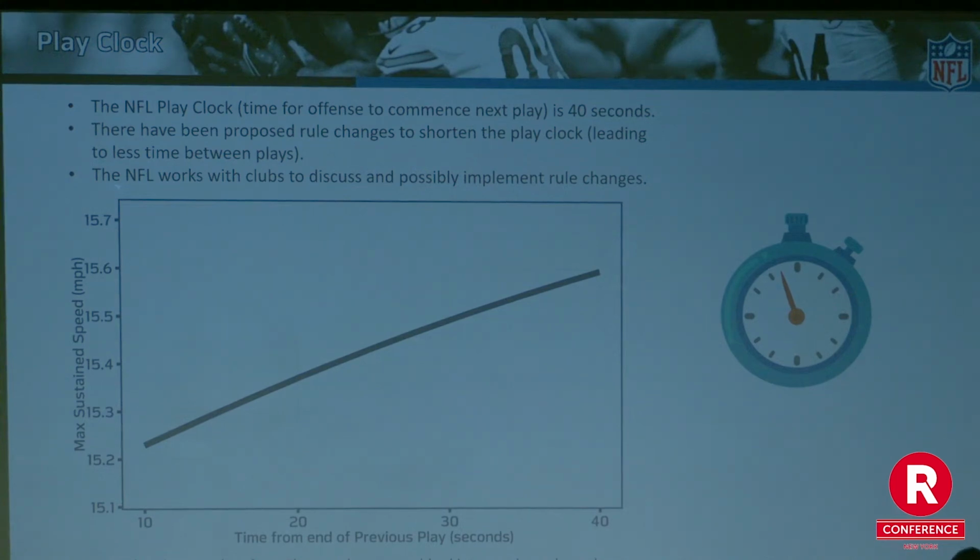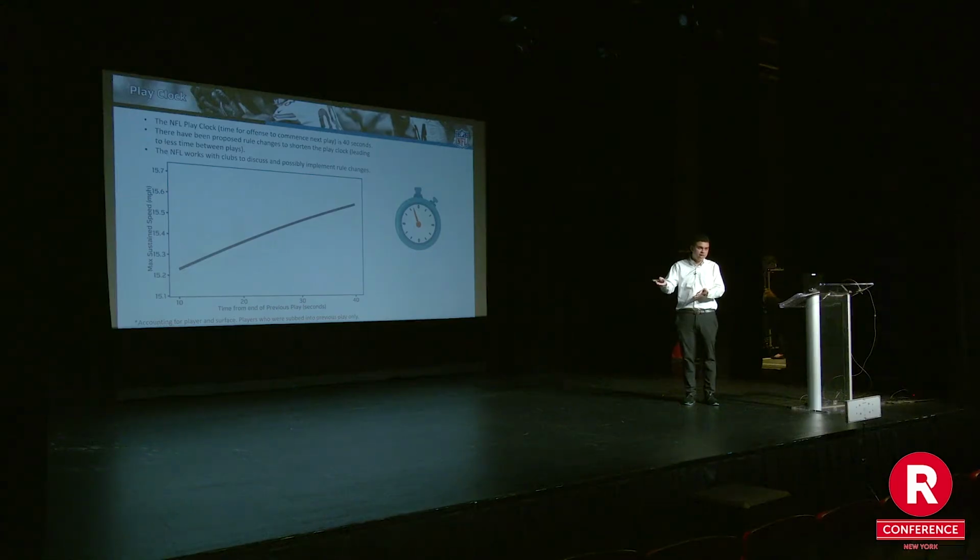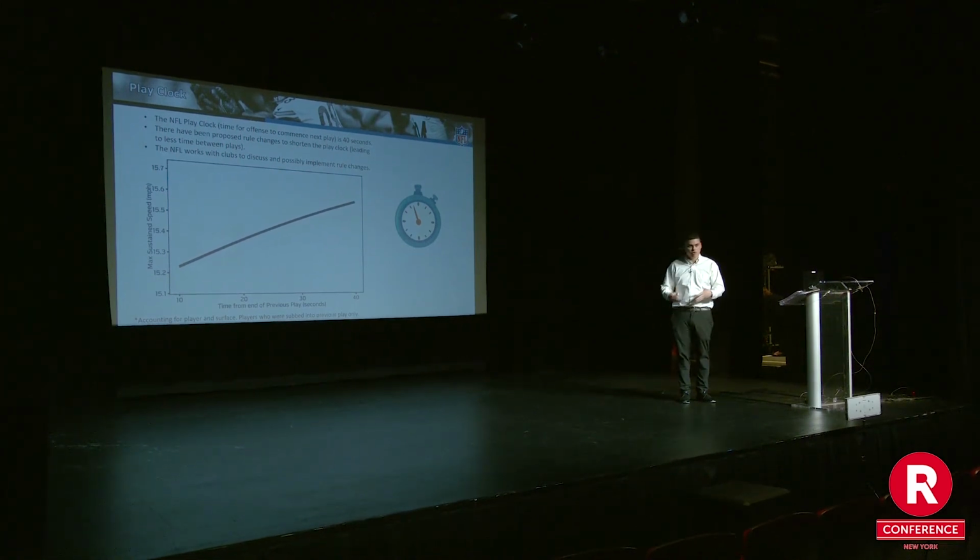So in a way we can analyze this, and again, this is a simple example. We're really only looking at one component of player performance here, but a way to analyze this would be to look at the time from the previous play and how the max sustained speed changes based on that. We can see that there is a positive effect: if you have more time between plays, players are able to reach faster speeds, which intuitively makes a lot of sense. You're going to be less tired, less exhausted, if you have more time to catch your breath before play restarts.